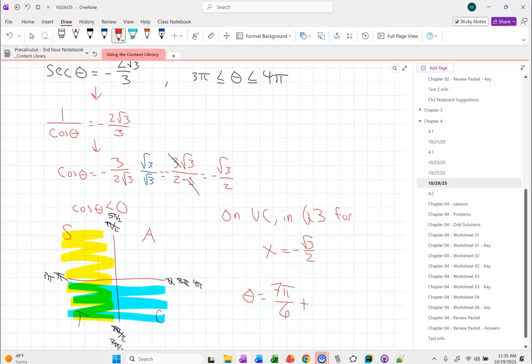To add 2 pi, what am I going to need? Common denominator. The common denominator would be 6. So I'm going to write it as 12 pi over 6. That gives me 19 pi over 6. That's 3 and 1/6. That's between 3 and 4. I should be set.